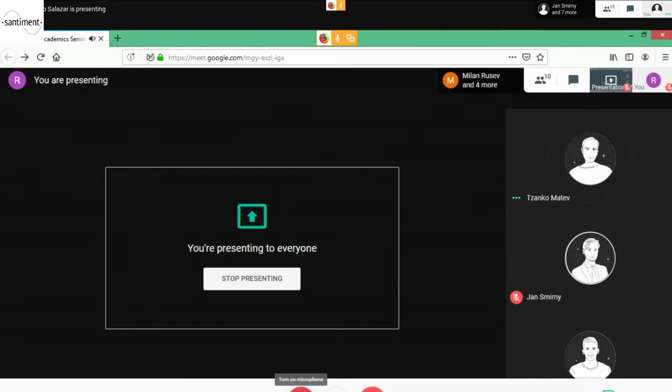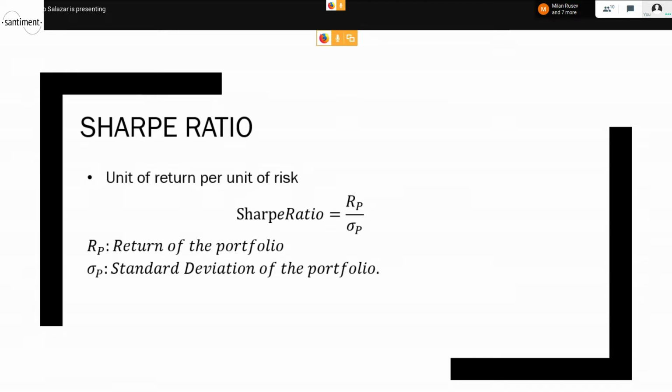Yes, exactly. We are looking to maximize the Sharpe ratio, which is the return per unit of risk. So we are looking to maximize our return and try to lower the standard deviation of our portfolio. In order to maximize the Sharpe ratio, we should choose the portfolios that are lowering the variance of my whole portfolio.